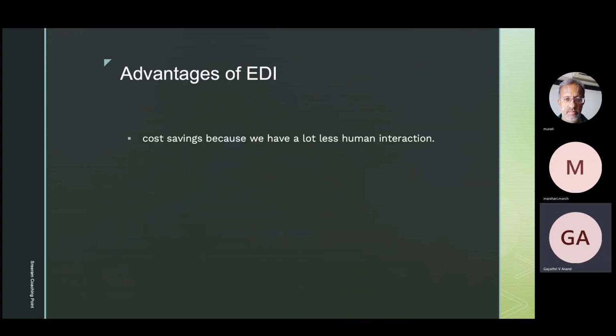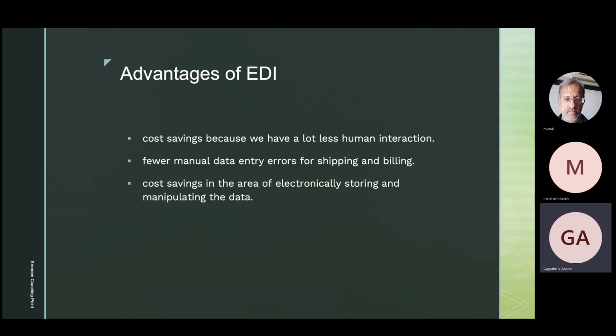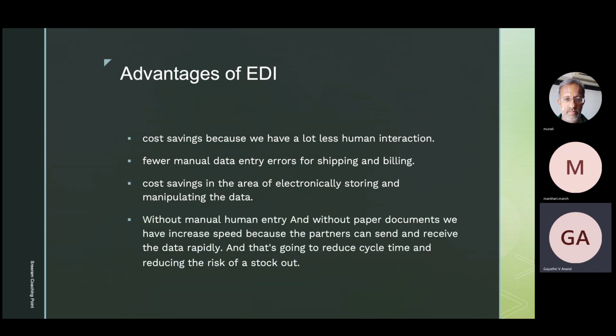Now, advantages of EDI is cost savings because we have a lot less human interaction, fewer manual data entry errors for shipping and billing because everything is in a standard format, cost savings in the area of electronically storing and manipulating the data. Without manual human entry and without paper documents, we have increased speed because the partners can send and receive the data rapidly, and that's going to reduce cycle time and reduce the risk of a stock out.